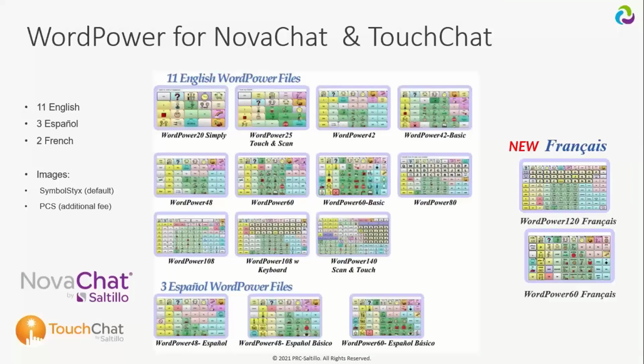WordPower suite of vocabulary options will be the same on a NovaChat and TouchChat with WordPower app. You'll find 11 English files, 3 Spanish, and 2 brand new French options. The buttons per page will range from 20 to 140. NovaChat and TouchChat app offer images with symbol sticks as a default, and then PCS is available as an add-on. Day 3 of this series will explore the Spanish and French files.